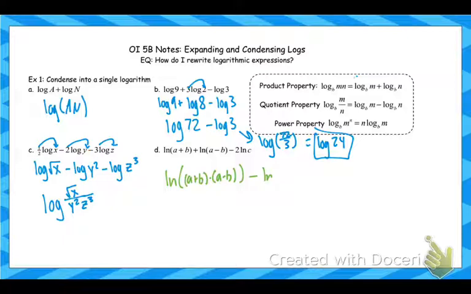And then I'm going to move that exponent. All right, now let me go ahead and actually FOIL it out so it's a little bit neater. That would be difference of squares. It's going to be a squared minus b squared.